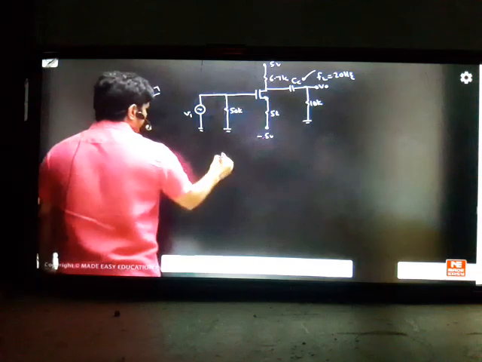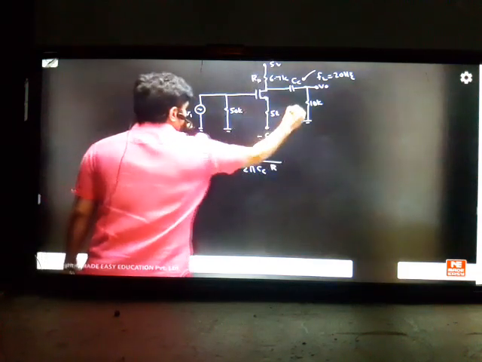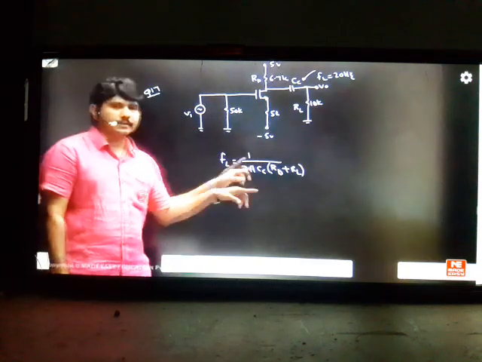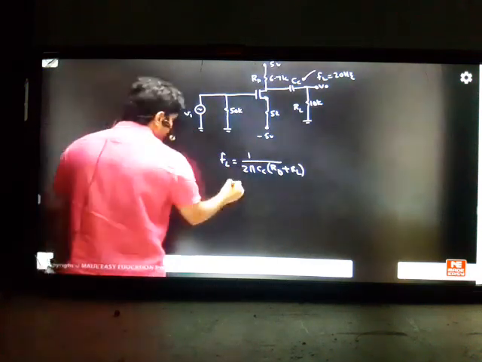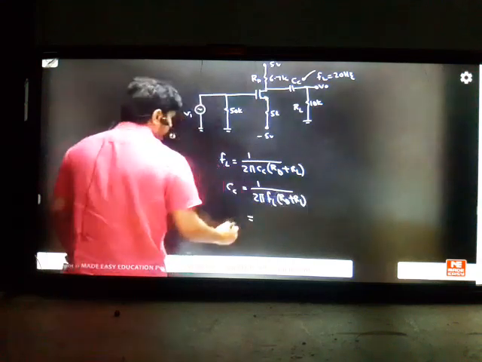So this problem we already did. FL is equal to 1 by 2 pi CC into, this you take RT, this you take RL, RT plus RL. This problem is again repeated with this idea. CC is asked now, FL is given. So try to solve this problem. CC is equal to 1 by 2 pi FL (RT plus RL). Solve this problem.